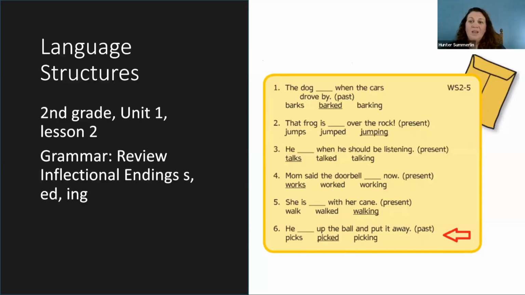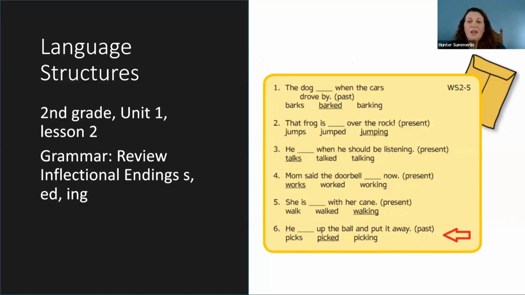Okay, let's talk about language structures, 2nd grade unit 1, lesson 2. This kind of focuses on grammar. You're reviewing inflectional endings, such as ending in S, ending in ED, or ending in ING. And these are verbs ending in S, ED, ING.